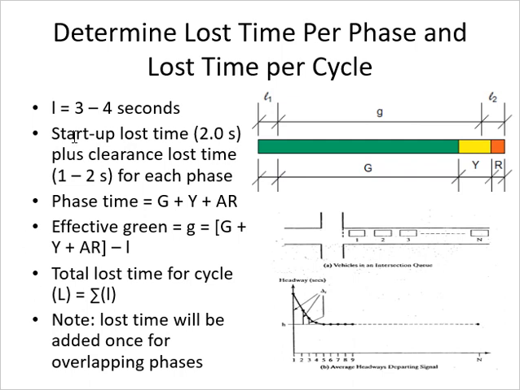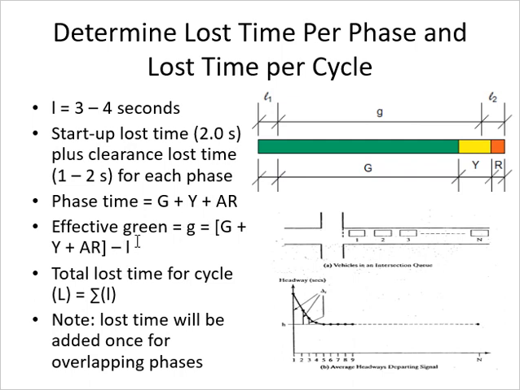Okay, so you can take these values of loss time for each phase, so they will be between 3 to 4 seconds. Or you can get your own value, do the observations and get your own values. A phase time includes green plus yellow plus all red. Effective green is the phase time minus the loss time.